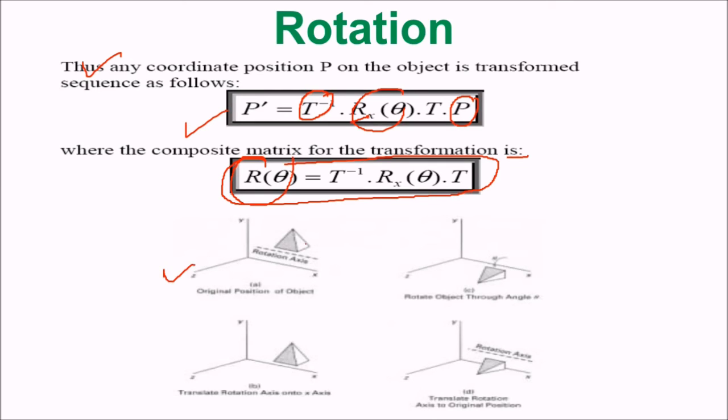So this is the original position of the object. Say we rotate the object through angle theta, and before that what we do, the original position of the object is this. We translate the object axis onto the x-axis, and then we rotate the object through angle theta, and then we translate the rotation axis to the original position like this. This is how we do.